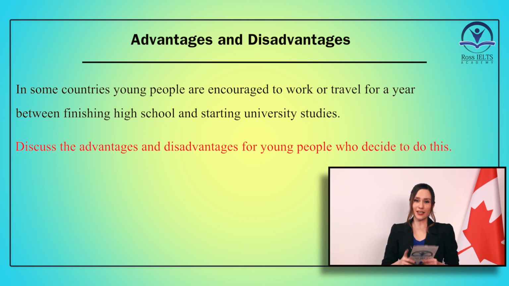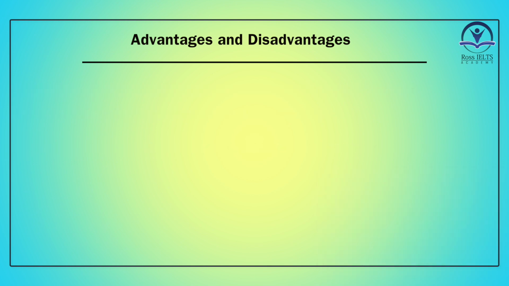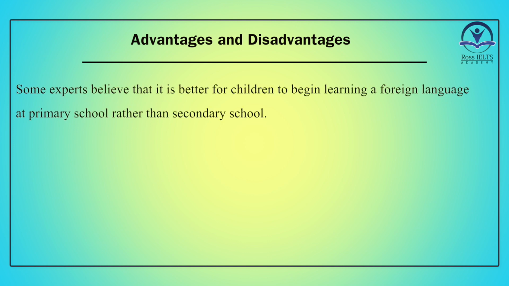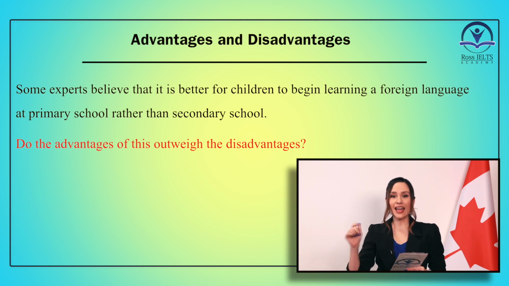Now, let's look at another example. Here in the question statement, it says that some experts believe that it is better for children to begin learning a foreign language at primary school rather than secondary school. Do the advantages of this outweigh the disadvantages? As it is clear, we have a topic statement, and then we should talk about the advantages and disadvantages of this issue. But it is written in a different format.